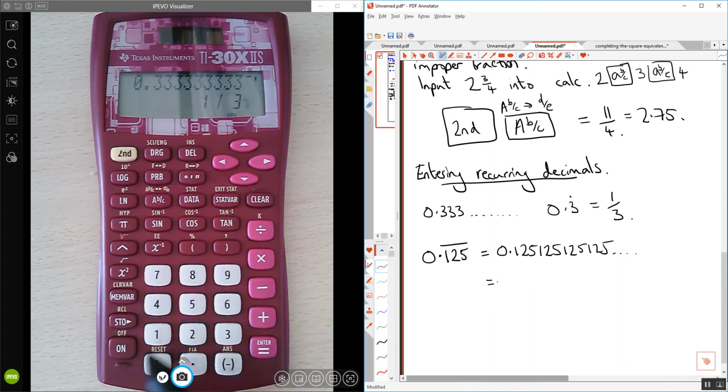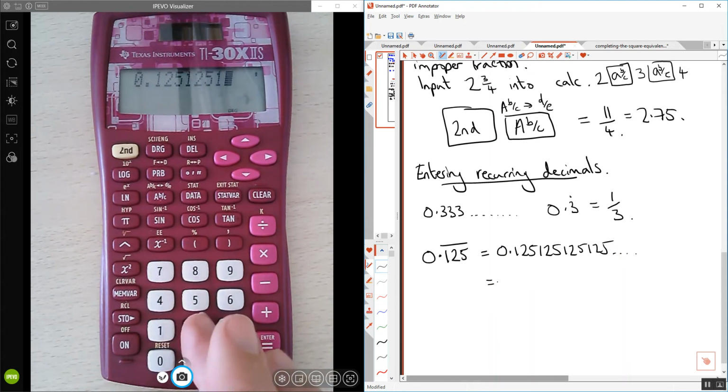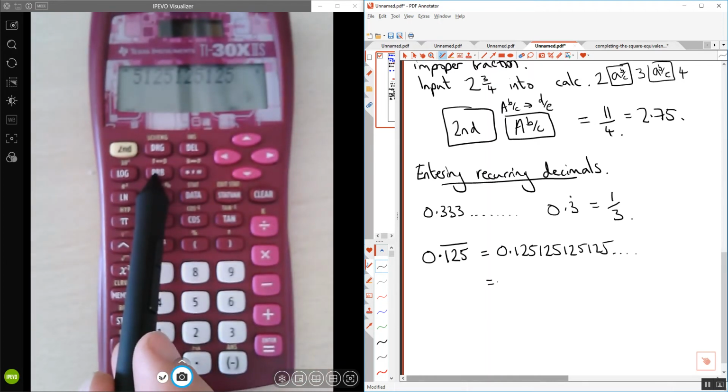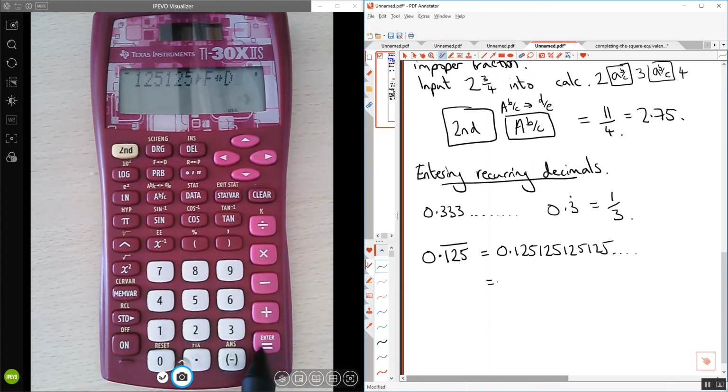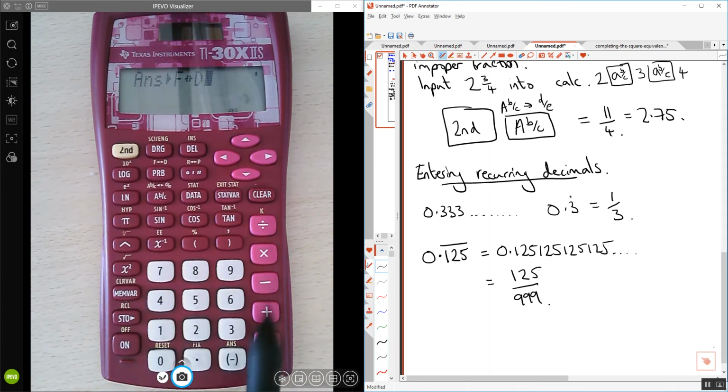If I want to put this on the calculator, 0.125125125. The 0 is gone. Second, fraction to decimal, equals, alright, 125 over 999. So again, the calculator will work all these things out. Okay? And again, I can change it back just by doing the same thing. Okay? So like I said, these buttons are really, really important.